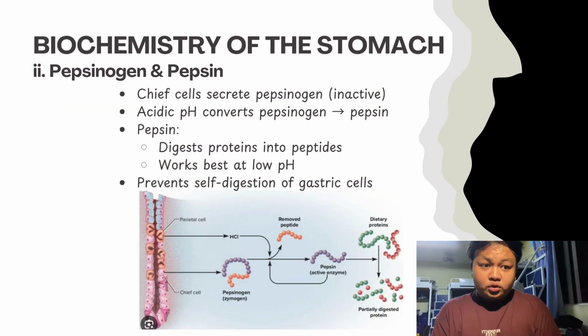Alright, so we're gonna look at pepsinogen and pepsin. The chief cell will secrete pepsinogen, which is inactive, and in an acidic environment, the pepsinogen will be converted into pepsin. So what is the function of this pepsin? Pepsin will digest the proteins into smaller peptides and works best at low pH. This mechanism will help prevent self-digestion of gastric cells.